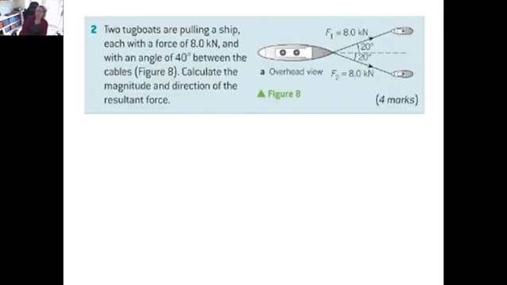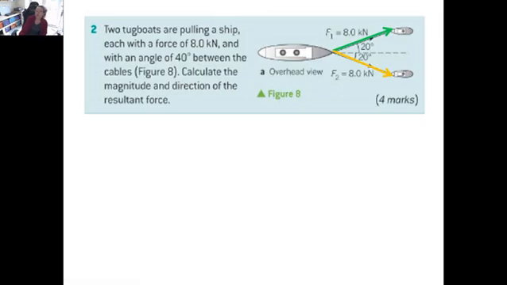Now, you actually have an example here, so I would urge you to stop the video again, draw this diagram out, and see if you can work out the resultant force. So you're told you've got two tugboats pulling a ship, each have a force of 8 kilonewtons here and here, and the angle is 40 degrees between them. So have a go at doing this.